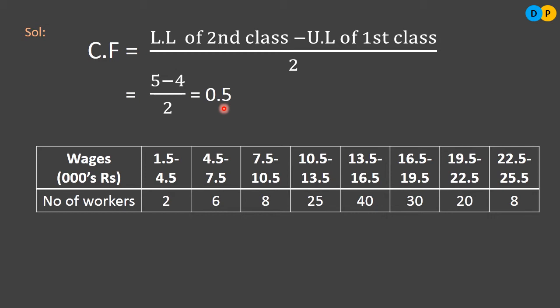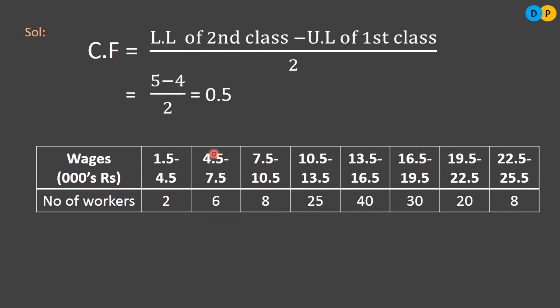As I said earlier, from the lower limit we need to subtract, and for the upper limit we need to add the correction factor. So in the given question, the first class interval is 2 to 4. What is the lower limit? 2. So 2 minus 0.5 will give 1.5, and for the upper limit 4, if you add 0.5, it will give us 4.5.